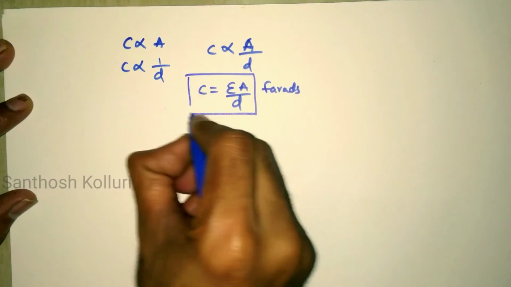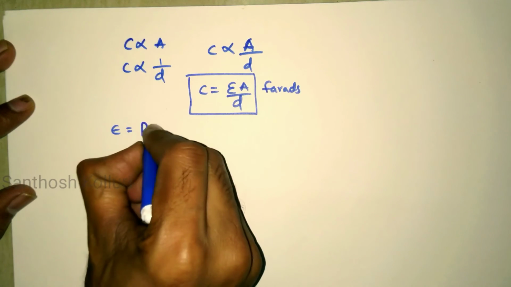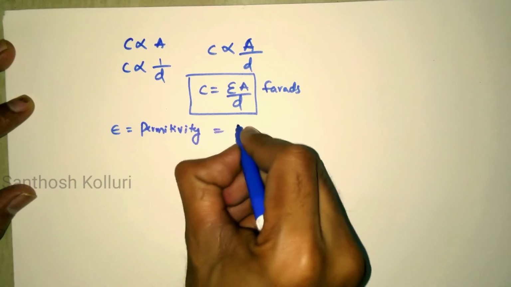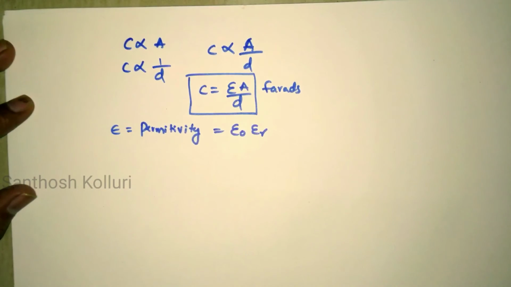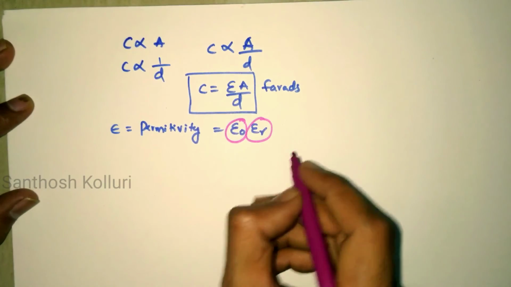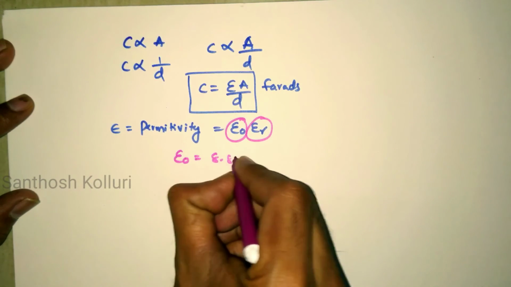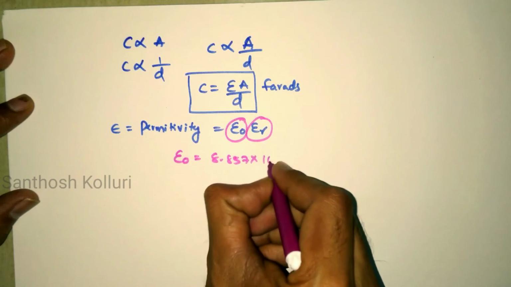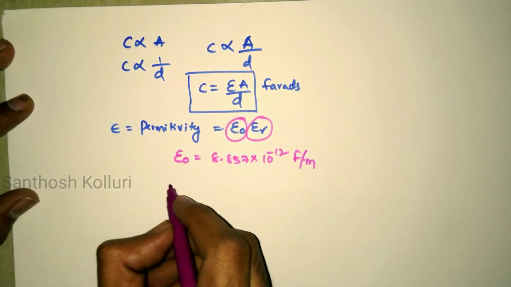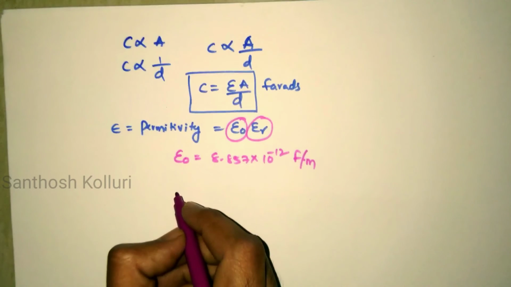where epsilon is called the permittivity of the material. This can be written as epsilon naught into epsilon r. Epsilon naught is called absolute permittivity and epsilon r is the relative permittivity. The absolute permittivity epsilon naught can be written as 8.857 into 10 to the power of minus 12 farads per meter.